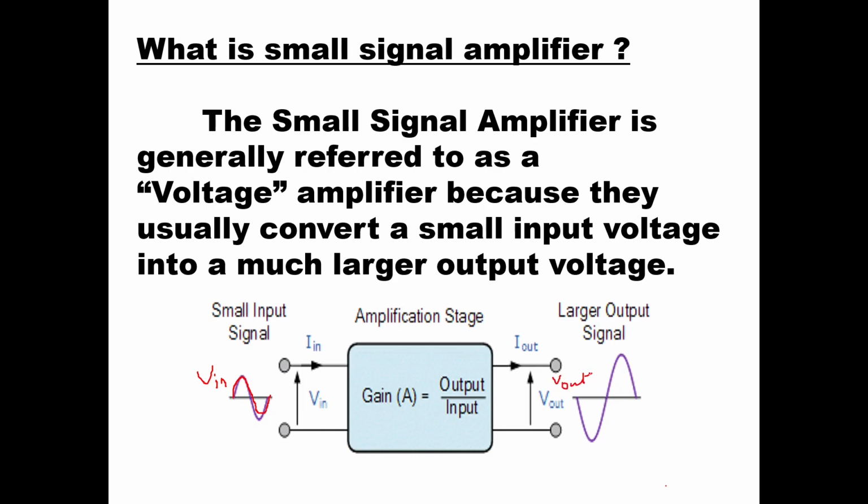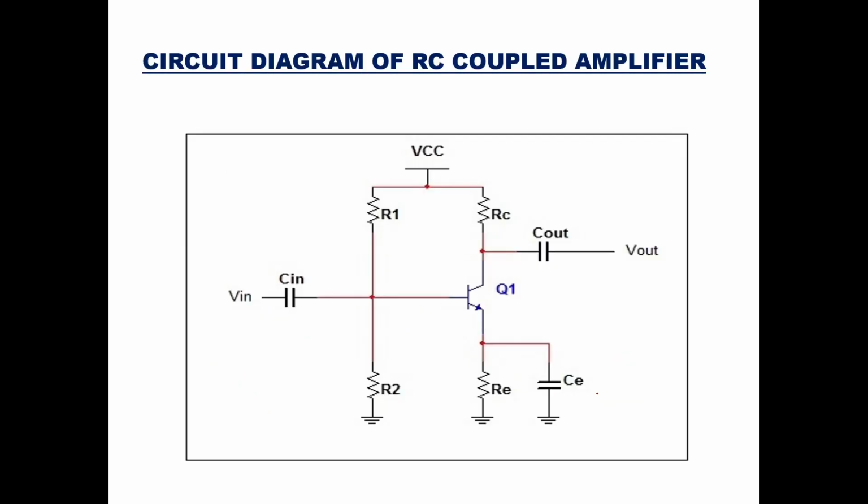This is V out, and you can see there is a phase reversal of 180 degrees, and it has been amplified, and this is a large output voltage. So this is the performance of a small signal amplifier, which is amplifying the voltage of the input signal. So at the input you have a small input voltage, and at the output you have a large output voltage. Okay. Then we'll go to see the circuit diagram of RC coupled amplifier.